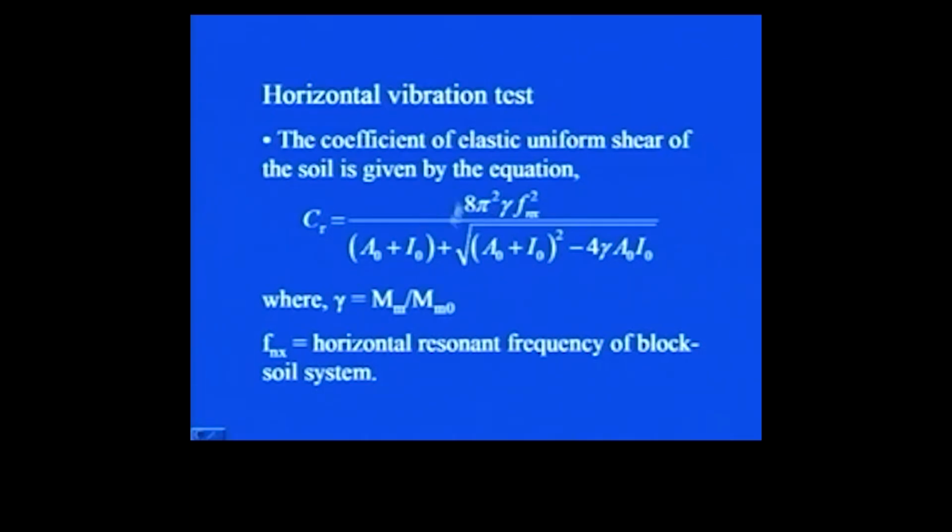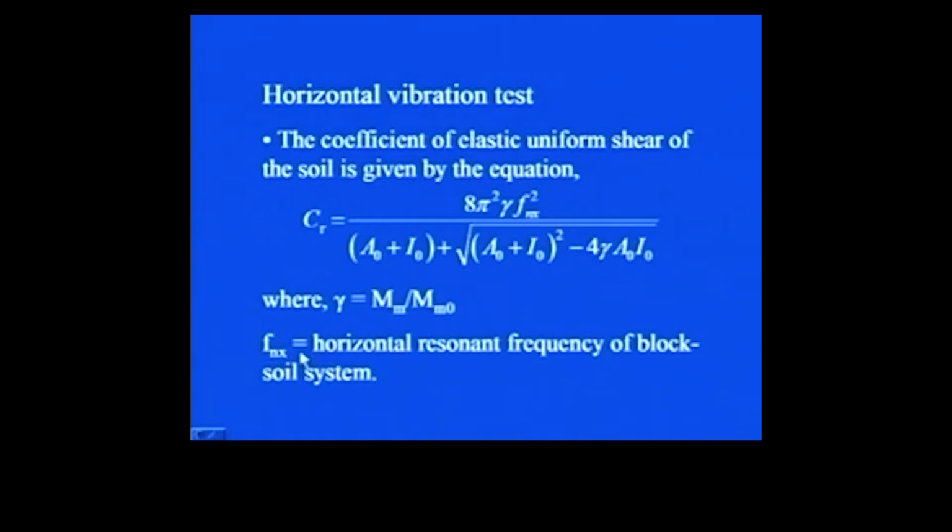Then, how can we find the coefficient of elastic uniform shear of the soil? It is given by this equation: 8 pi square gamma f nx square divided by a naught plus I naught plus or minus square root of (a naught plus I naught) whole square minus 4 gamma a naught I naught, where gamma is defined as mm divided by mmo. What exactly these are, we will see in subsequent slides.